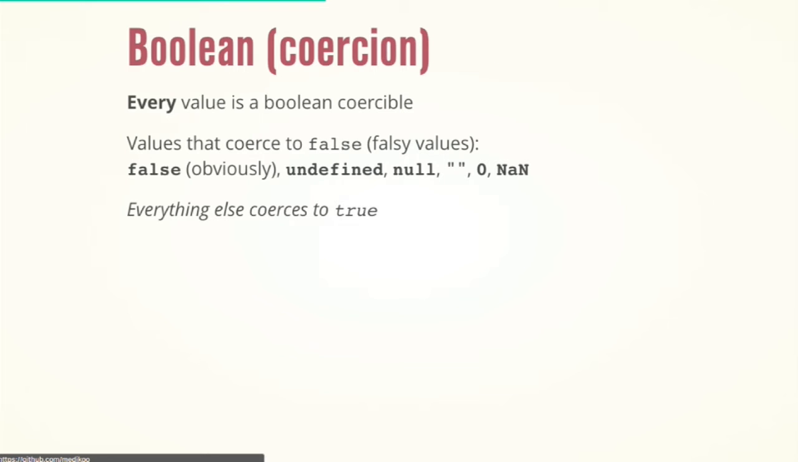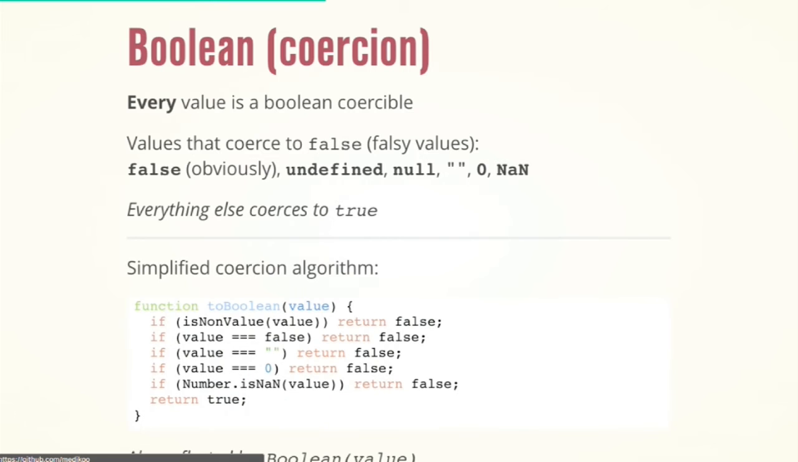Which one do you think I missed? No, it's an object. Yes, it will always be truthy. So yes, everything else corresponds to true. And for reference, for future slides, I just put a simple ToBoolean coercion, how it looks inside.